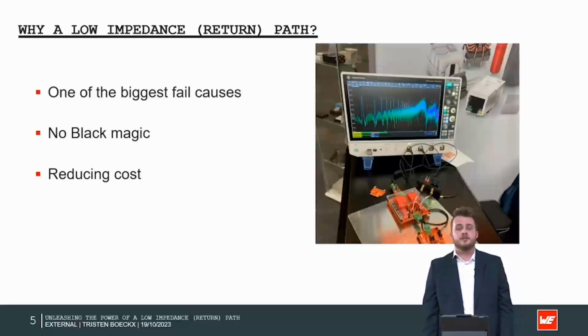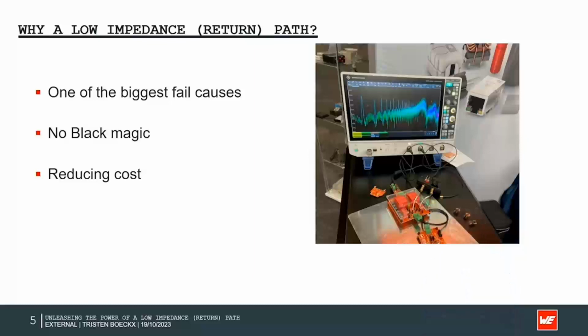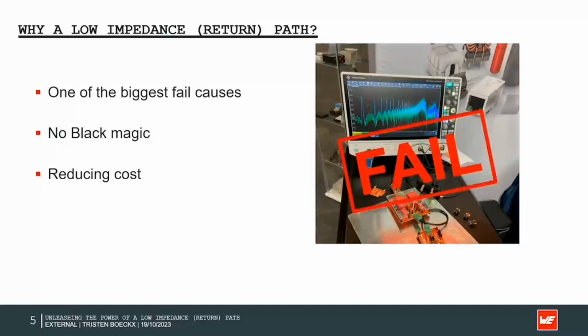The reason that I want to present this topic is because I see that a low impedance return path is one of the biggest fail causes of problems with my customers looking at EMC. Further, by implementing a structured approach, you can transform EMC from black magic into a predictable science. If we implement this in an early stage, you will not only provide a clear path for troubleshooting EMC issues, but this can also lead to significant cost savings and time savings within the project.